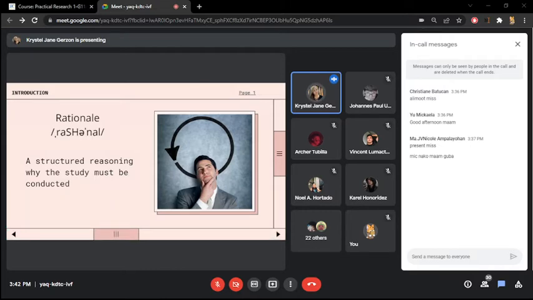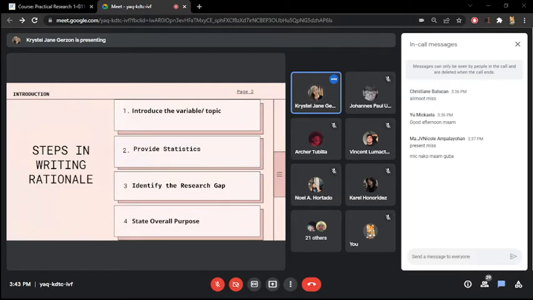For example, online gaming. So what are the problems in online gaming? There are so many students or so many people who are addicted to it. So the problem there is the addiction. In your rationale you can discuss addiction and how bad the problem is when it comes to online game addiction.